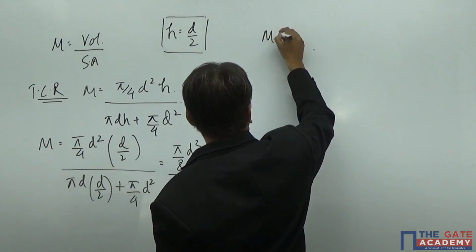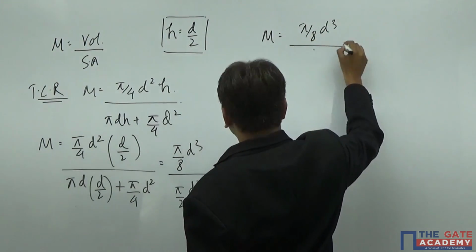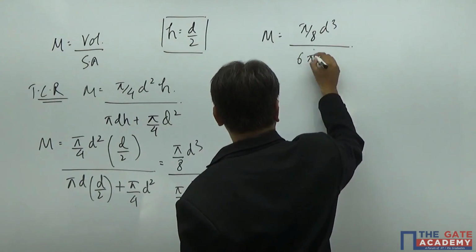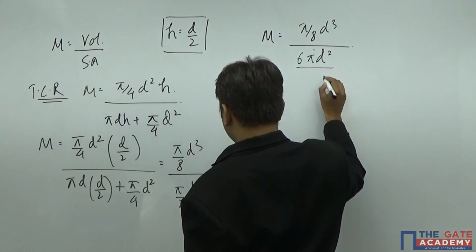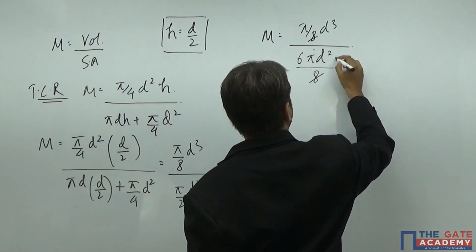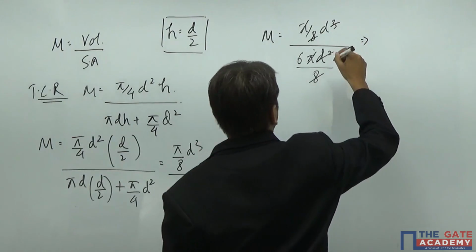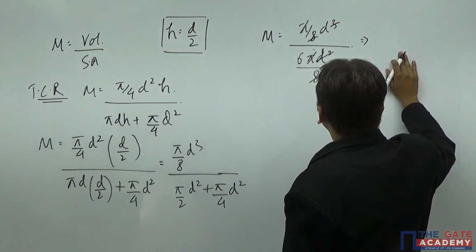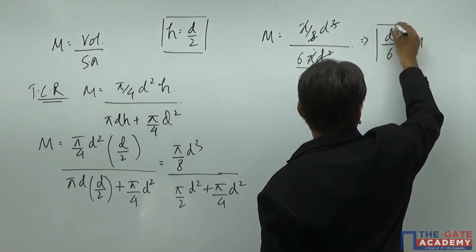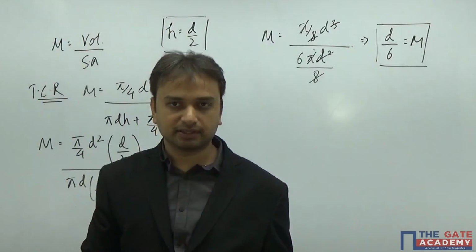So modulus is going to be pi by 8 d cube divided by, let us call it, 6 pi d square divided by 8. Okay, so 8 and 8 got cancelled, d square and d cube got cancelled, pi and pi got cancelled. So what am I left with? I am left with d by 6 equal to m. So what does it mean? It means that modulus of a top cylindrical riser is d by 6, isn't it?